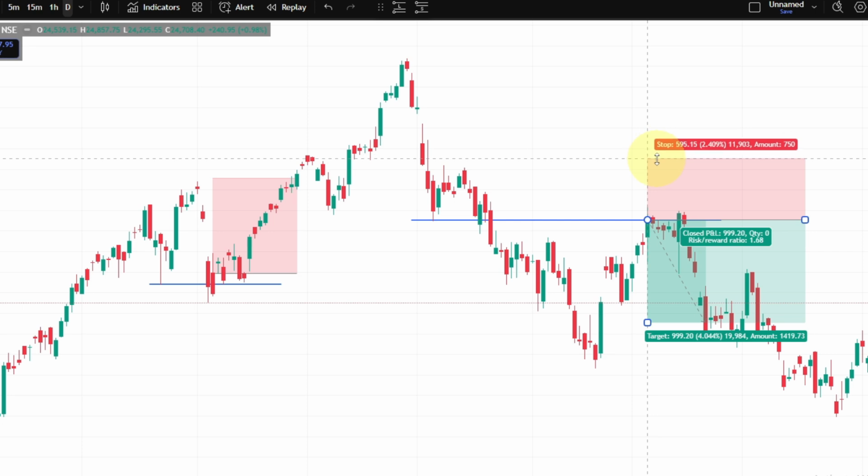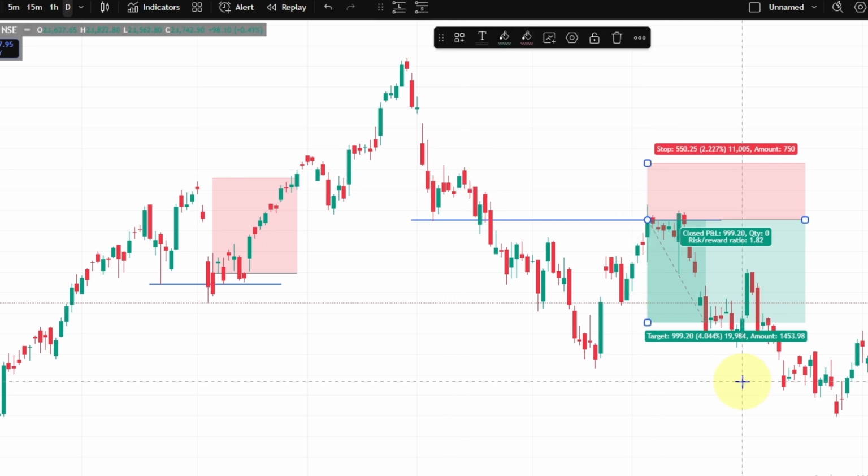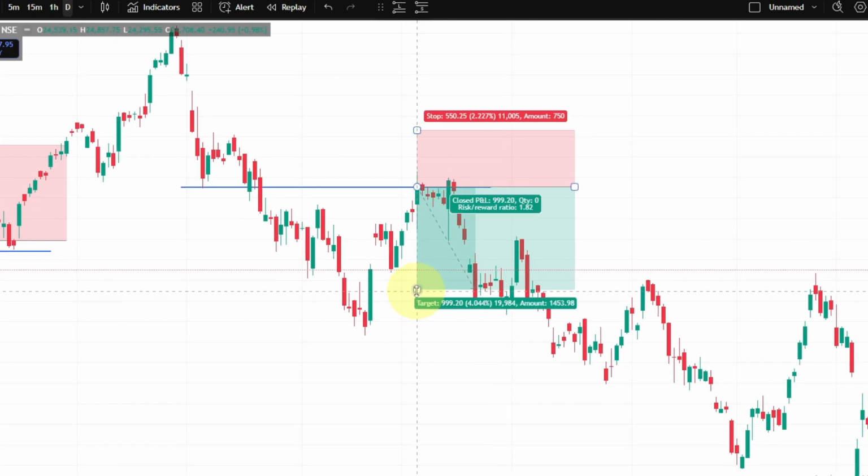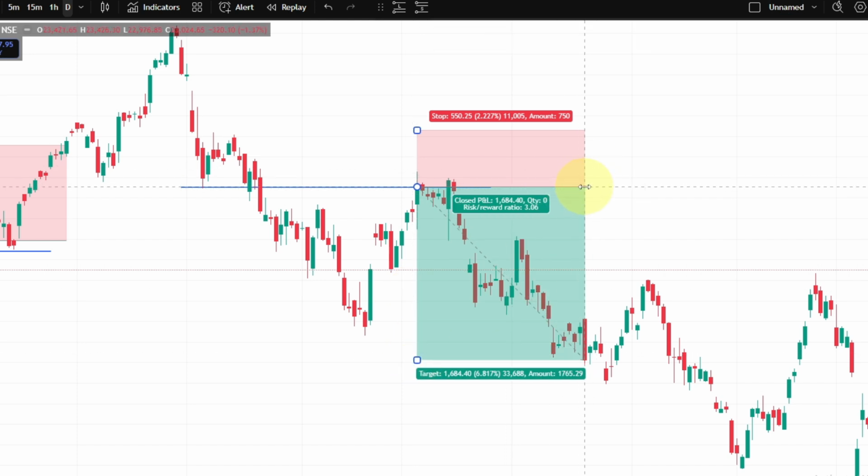And our stop loss will be our previous swing high. Which one? This one. And we will aim for 1:3. Yeah, we got our target again.